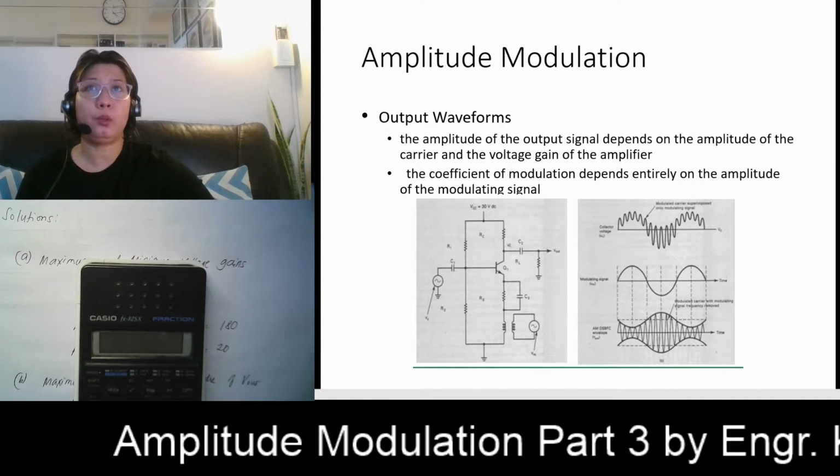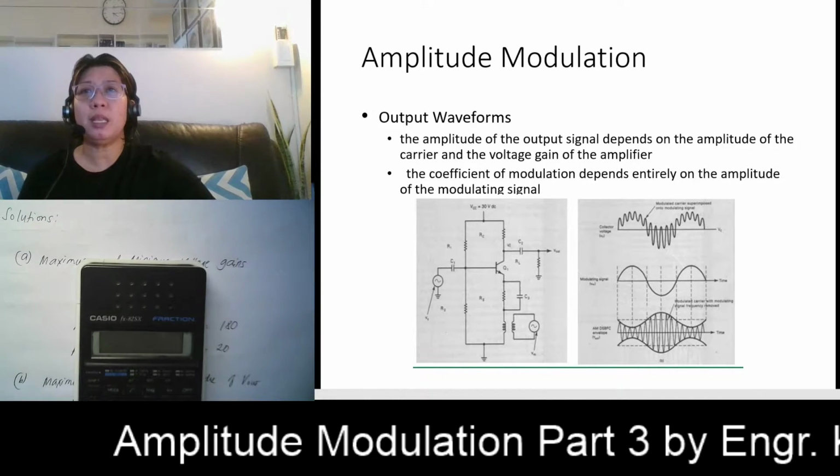So these are the output waveforms for our emitter modulation. The amplitude of the output signal depends on the amplitude of the carrier and the voltage gain of your amplifier. The coefficient of modulation depends entirely on the amplitude of your modulating signal. The modulating signal is applied through isolation transformer T1 to the emitter of our Q1, and your carrier is applied directly to the base.